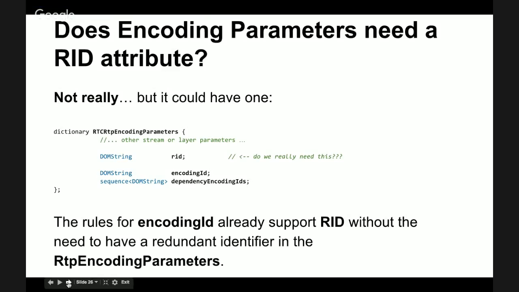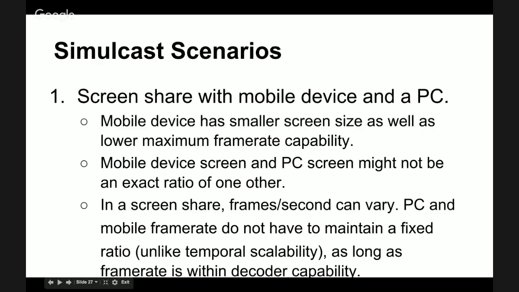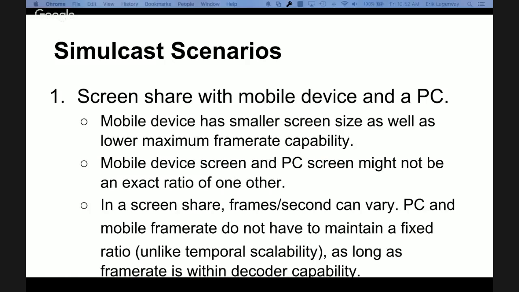Okay, we should probably take some good notes on this because it may have changes elsewhere. Okay, so now more to the point that Justin was bringing up. So here's a simulcast scenario, and we wanted to figure out how ORTC will handle it. It's a case where you have a mobile device and a PC both trying to get a screen share. The mobile device has a smaller screen size as well as a lower maximum frame rate capability. But the mobile and the PC are not in an exact ratio of one another with respect to the screen size. And similarly, with respect to the frames per second capability, they may not have a defined ratio.